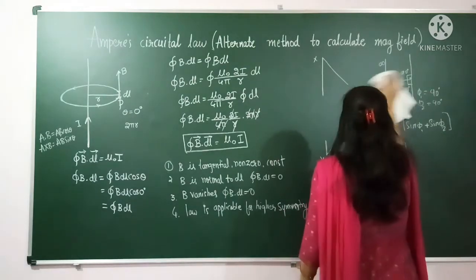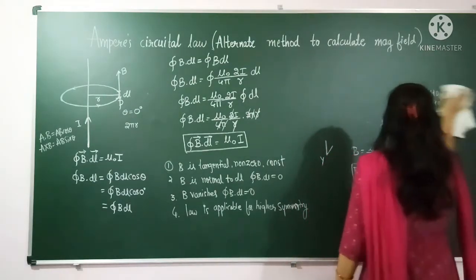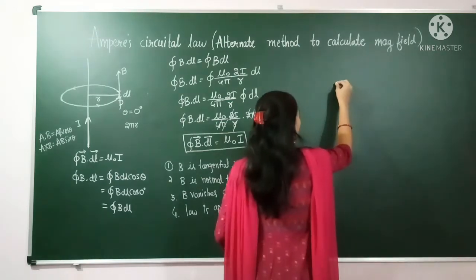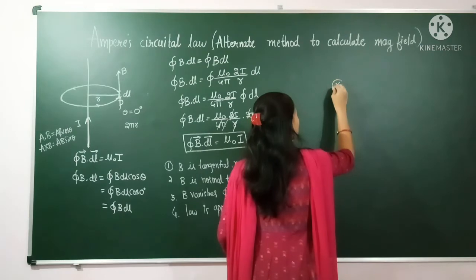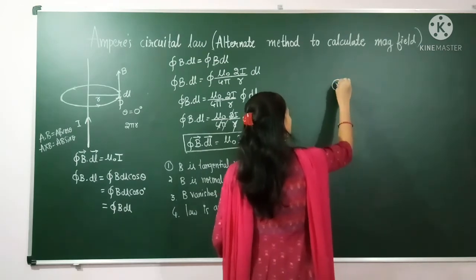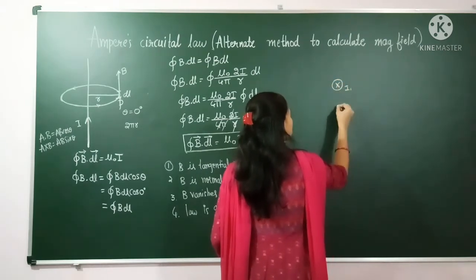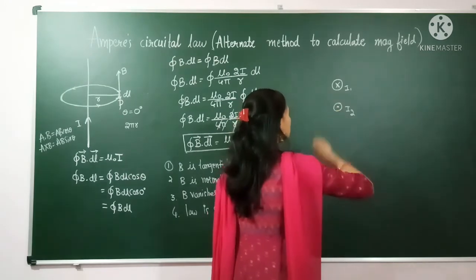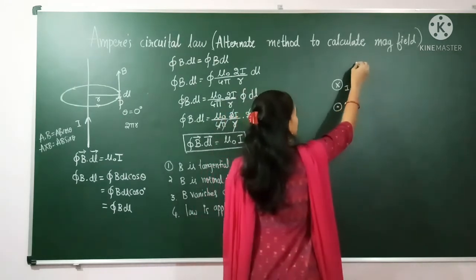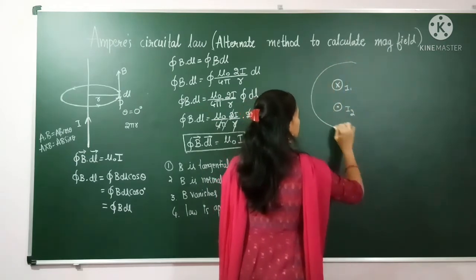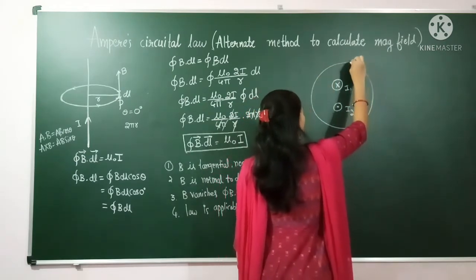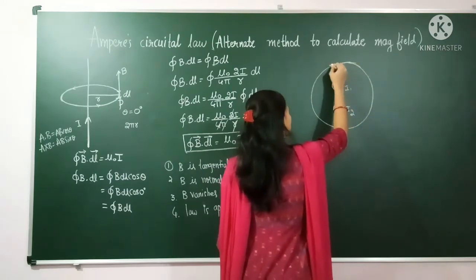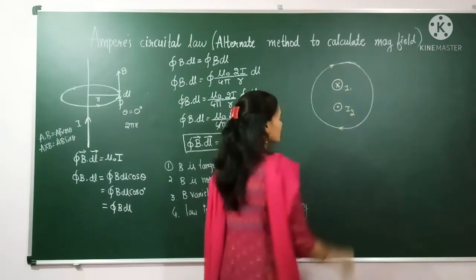So here I will take two wires in which current is flowing. First, I will take one current inward. This is our inward current I1, and the other is outward, and this is our I2 current. Now the magnetic field will be formed like this, and we will take this magnetic field direction as clockwise.